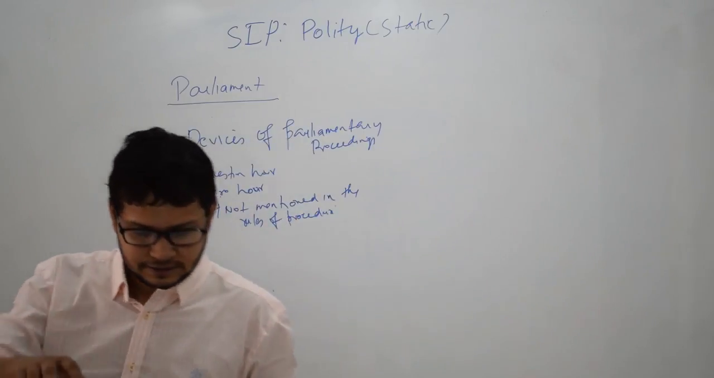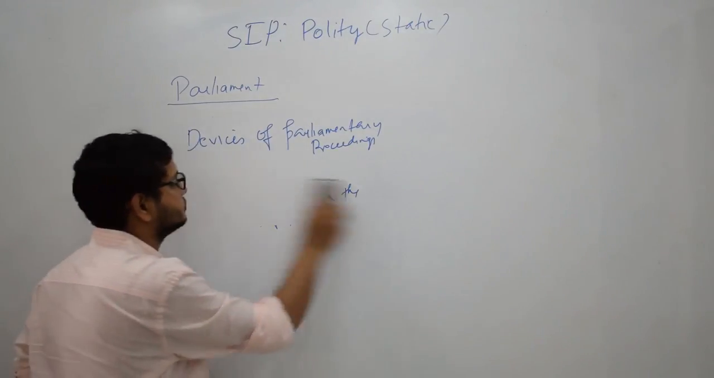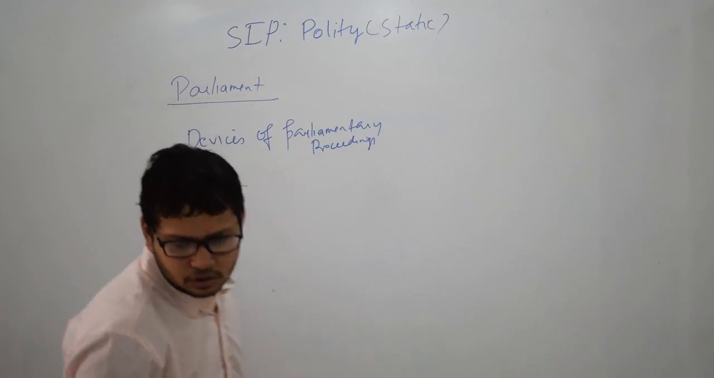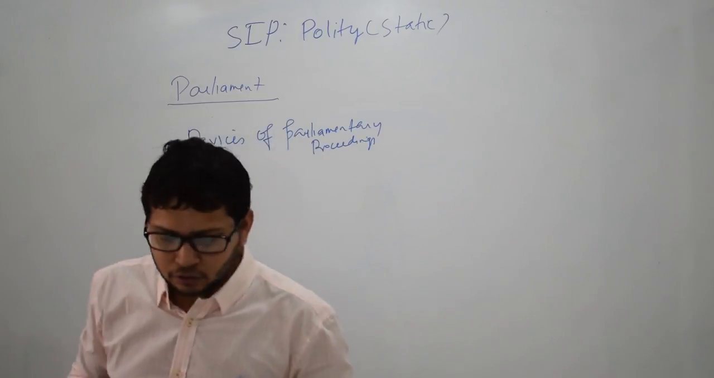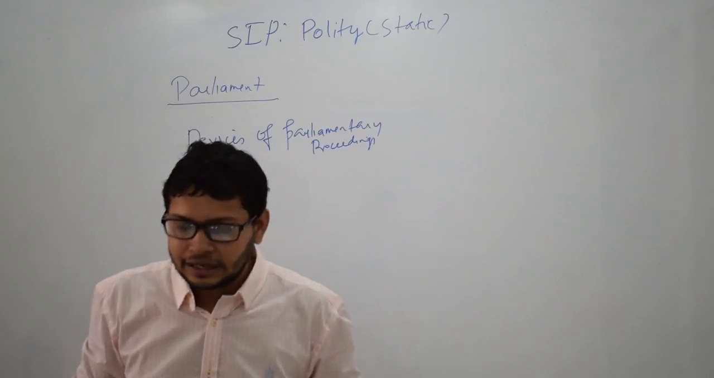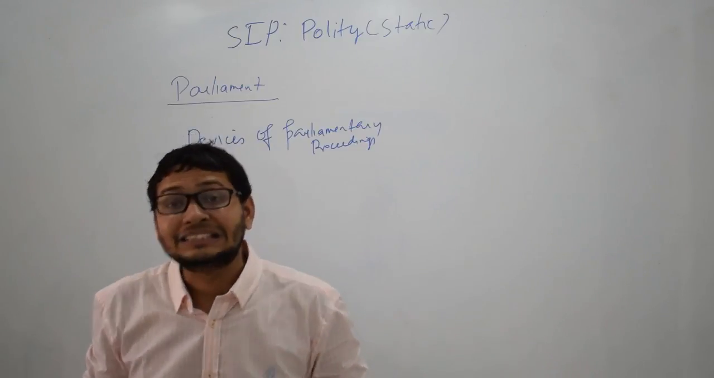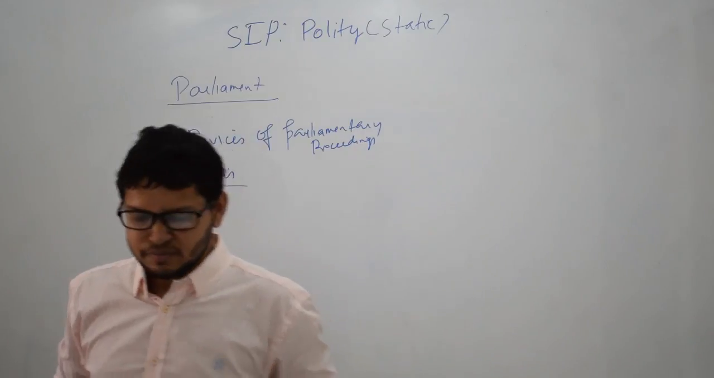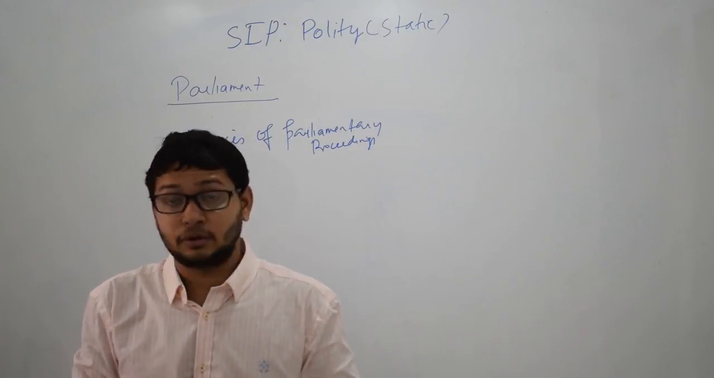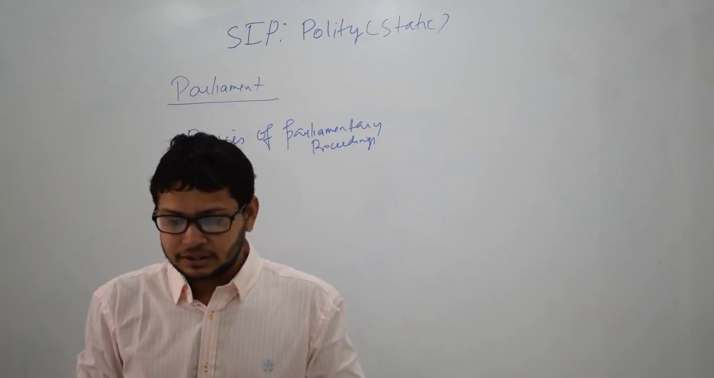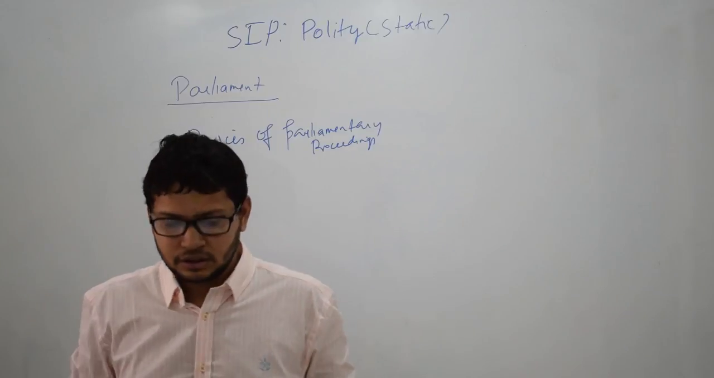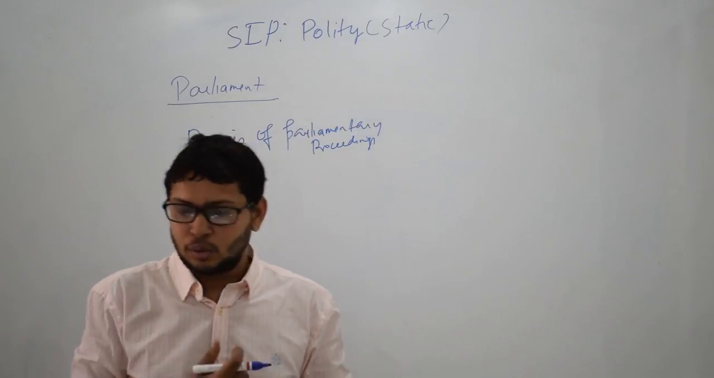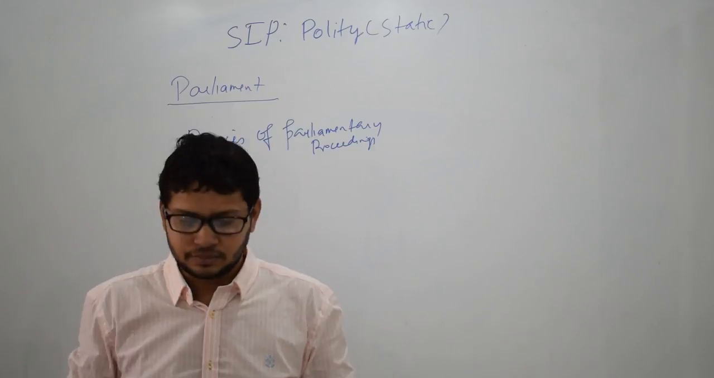Next is motions. No discussion on a matter of general public importance can take place except on a motion made with the consent of the presiding officer. And when the motion is introduced, the House usually expresses its decisions or opinions on various issues through either adoption or rejection of the motion.